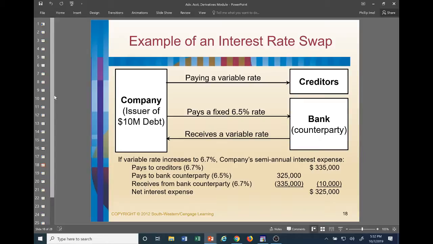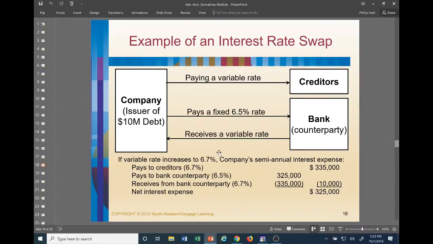So let's look at the relationship between the two parties here. As we can see here, here's the company, the issuer of the $10 million debt, and it's paying a variable rate to its creditors, right? We also know that the company contracted with a bank and agreed to pay a fixed rate of interest of 6.5% to the bank. So here's the 6.5% rate to the bank, which is the counterparty. And in return, we're receiving the variable rate right here from the bank.